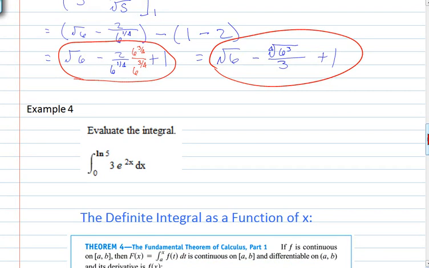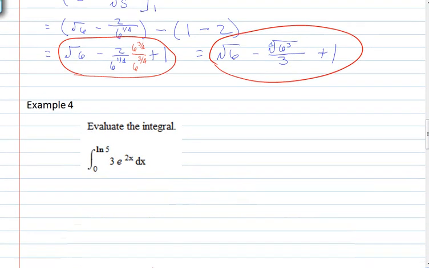All right, example 4, evaluate the definite integral. We're going to do this symbolically or algebraically. We want to get the exact value. Got it? All right, so what do we do with our constant? So this becomes 3 times the integral from 0 to the natural log of 5 of e to the 2x dx. When we integrate this, it's going to be 3 times what?